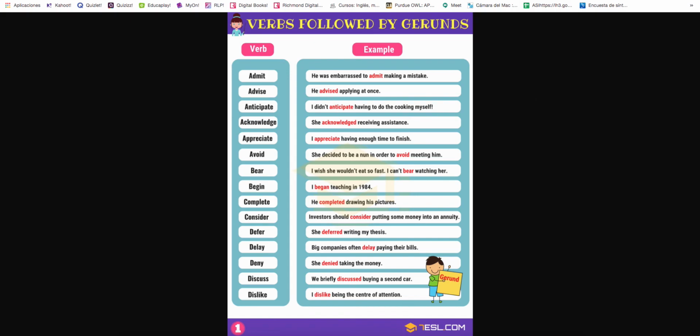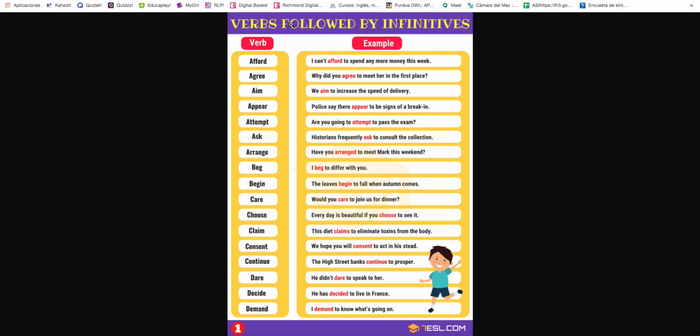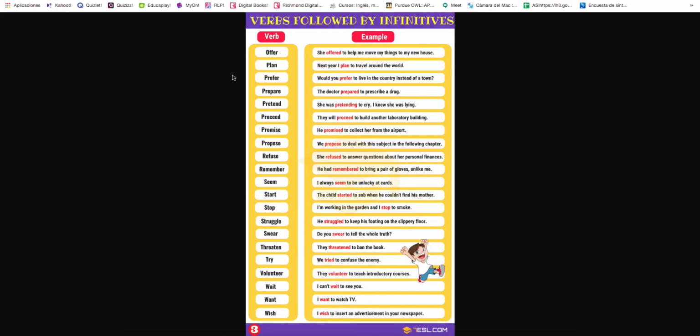And I am going to send you this one, and this one. So verbs followed by gerunds. You have a list, and you have examples. Please take a look at this. You need it. I am going to send you also this one, that is verbs followed by infinitives. So you have the verbs, and you have the examples. And I'm going to send you 2 images. This one, and this one.